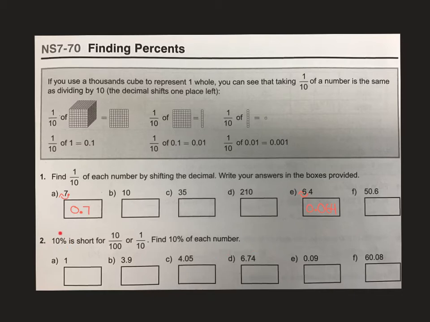Question 2 is basically asking us the same thing. It's just telling us that 10% is short for 10 out of 100 or 1/10. So find 10%. You're doing exactly the same steps, but it's a different direction. So you'll look and put the invisible decimal in, move it to the left, and put in your answer.